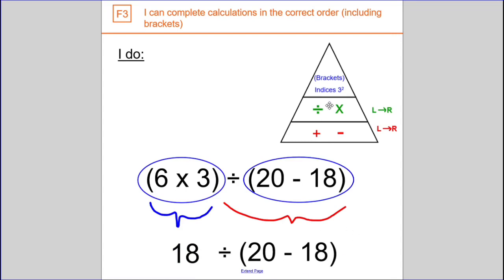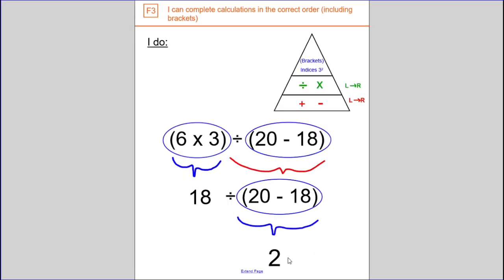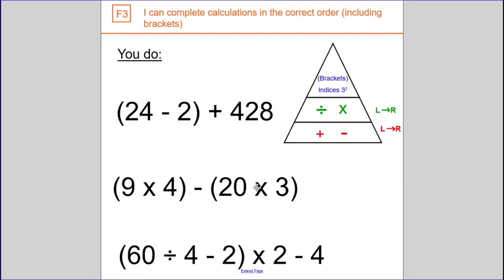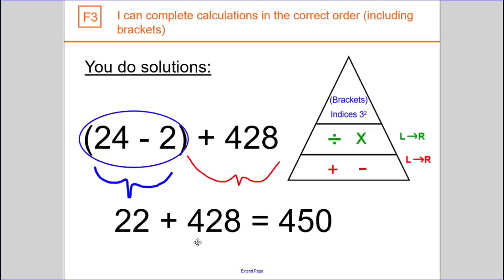Then we can work with the brackets next because that does appear higher than the division. So we need to replace 20 subtract 18 with 2. Then bring the rest of it down. And we've got simply 18 divided by 2, which is equal to 9. Here's 3 questions for you to try. Pause the video here. Here's the solutions for this one.